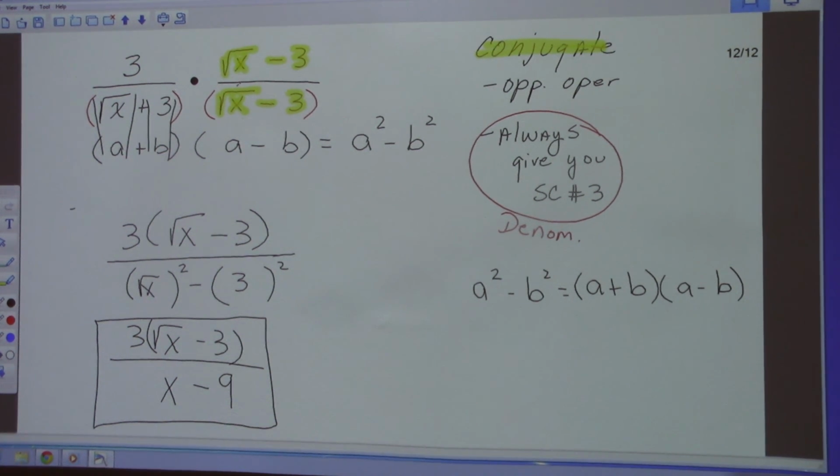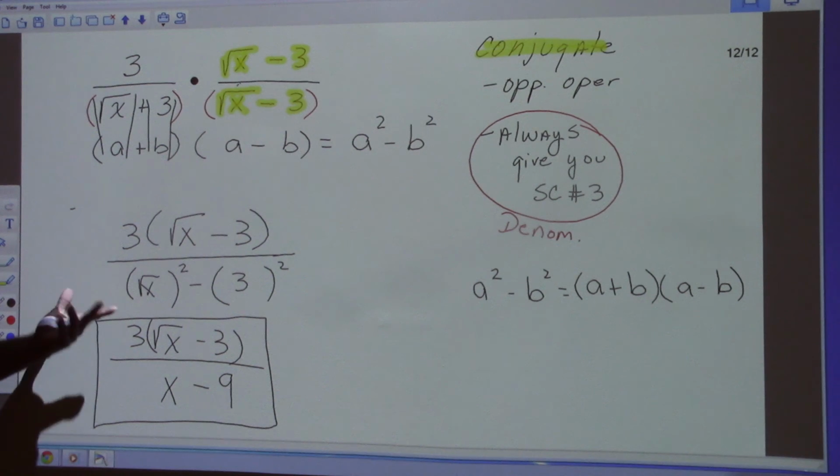Could you distribute that 3? Yeah. But we don't care. Why? Because it's in the numerator. We don't care. I mean, you can. That's a possible answer. I would not mark it wrong if you did. It'd be 3 square root of x minus 9. And there's nothing else you can do besides distribute. That's all.